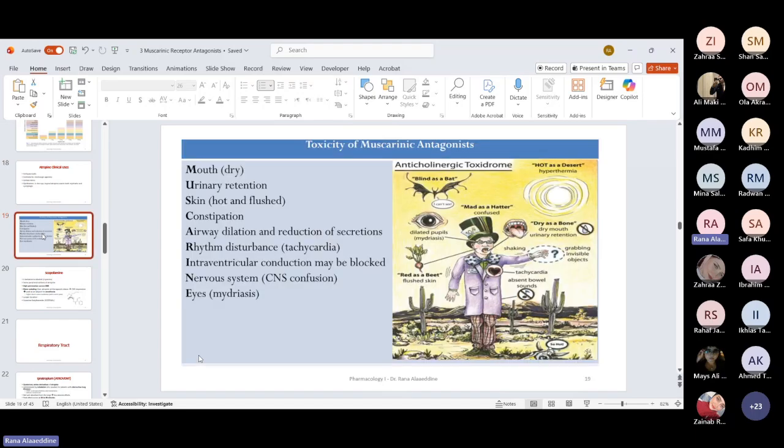Amazing. So guys, let's talk about the toxic effects of muscarinic antagonists. So the mouth is going to be dry. Why? Because there will be less secretions. Excellent, less secretions. We have urinary retention.